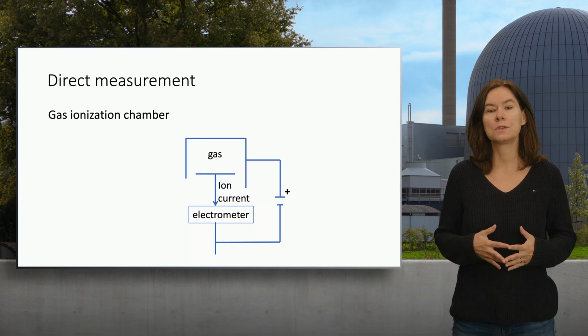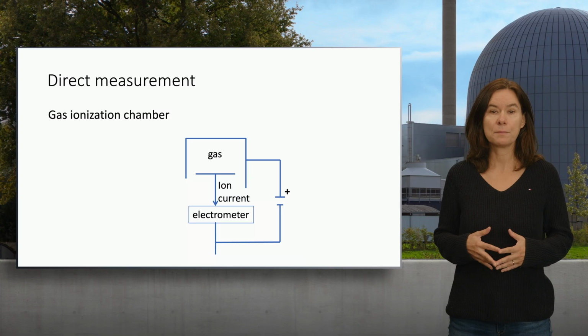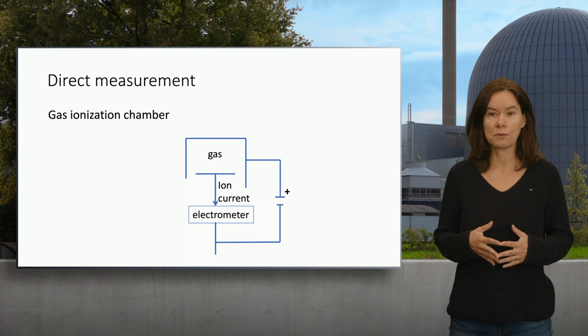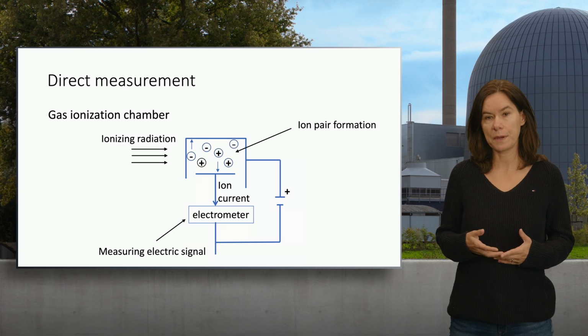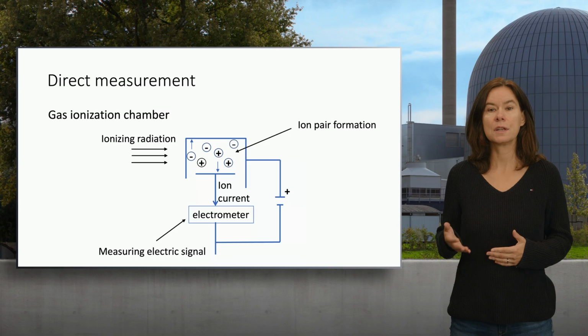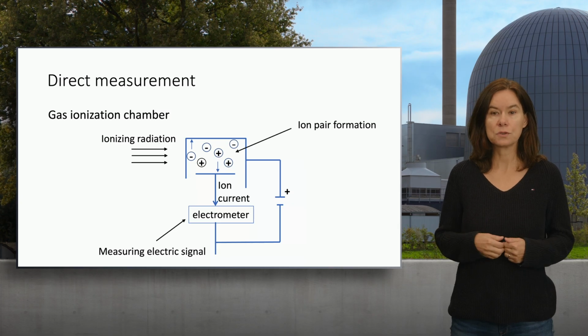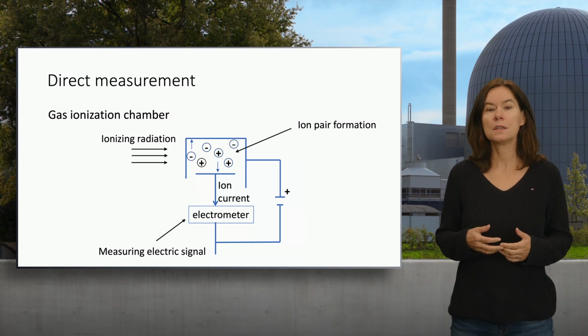There are different ways to detect radiation directly. One example is the gas ionization chamber, in which a gas chamber is connected to a voltage to create current, and an electrometer is used to measure this current. When ionizing radiation interacts with the gas chamber, it will create ion pairs, positively charged ions and electrons, which, on the voltage, will create an ion current that can be measured using an electrometer.